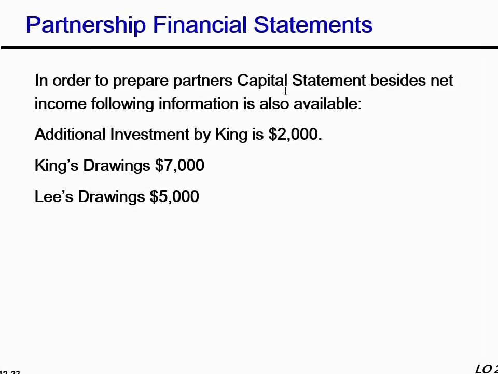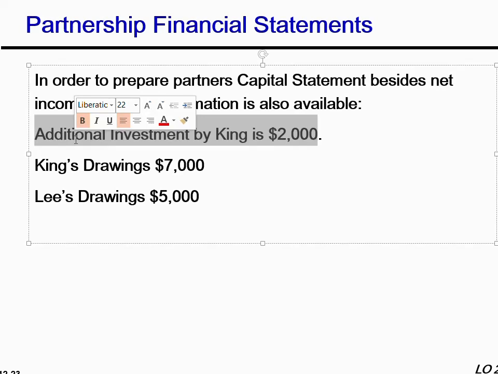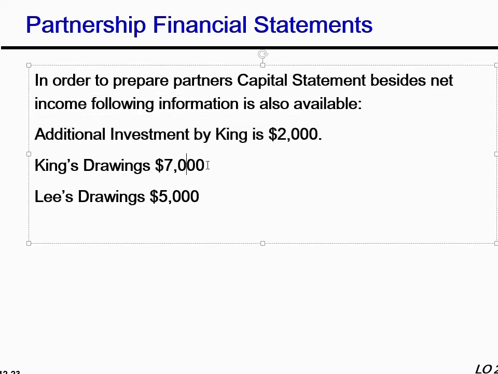If you see here, in addition to the net income, which I just showed you, we are given some additional information. In this example, we have the information of additional investment by King. During the year, Sarah King has invested $2,000 in the partnership. Also, Sarah King has withdrawn $7,000 from the partnership, whereas Ray Lee has drawn $5,000 from the business.